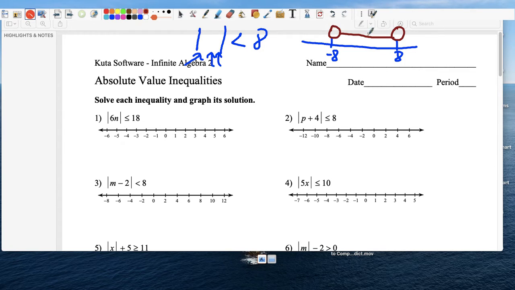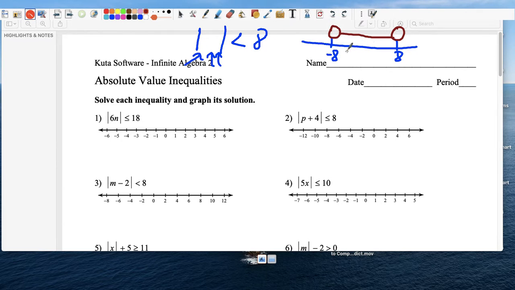7, 6, 5, 4, 3, 2, 1, negative 1, negative 2, negative 3, negative 4, negative 5, negative 6, negative 7, up to negative 7 point blah, blah, blah, with exception of negative 8. Very close, as close as you can to negative 8 without being negative 8. Take the absolute value of that, it works. Absolute value of negative 6, that works, because it's 6, and 6 is less than 8. So all those work. Understand it.